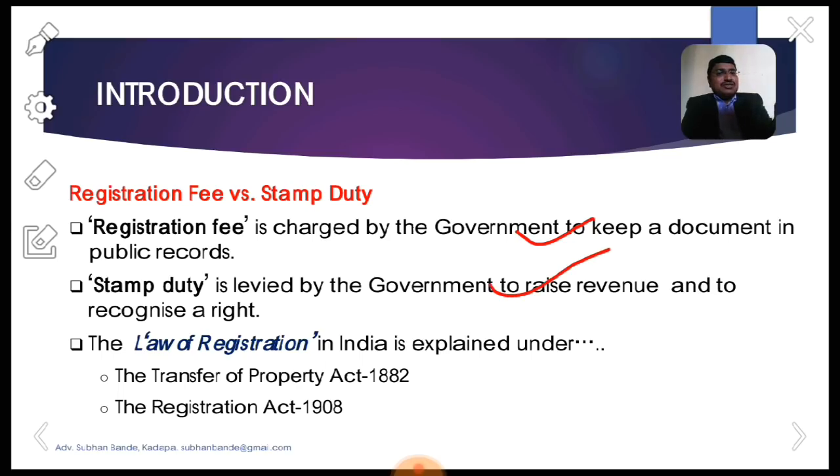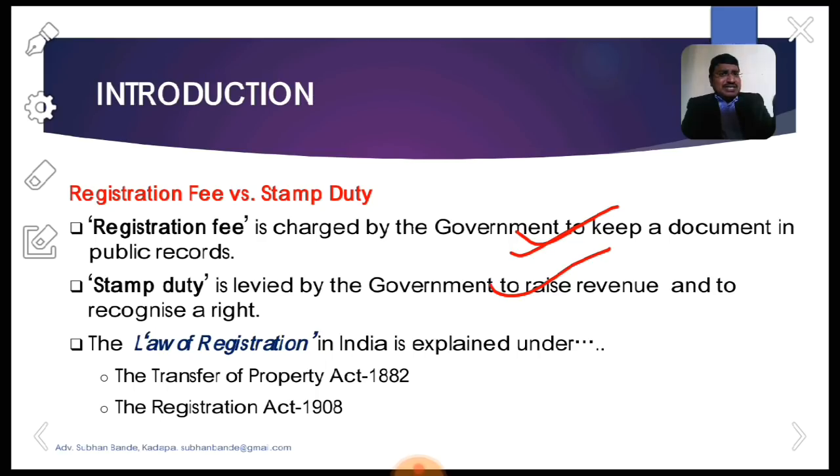If an instrument is not sufficiently stamped, then the courts and tribunals cannot accept such instrument as evidence. Sufficiently stamped instruments are always recognized as evidence. An instrument which is registered as per Registration Act 1908, then such instrument is to be kept as a document in public records in registering offices.